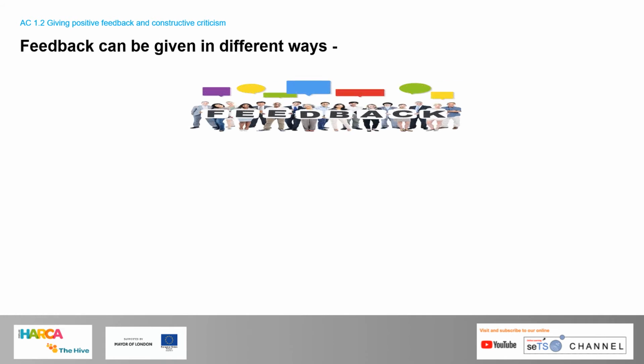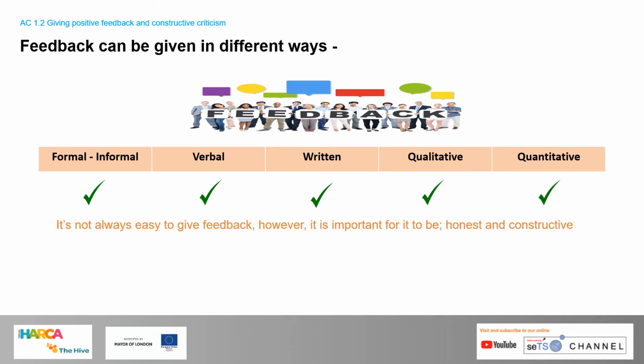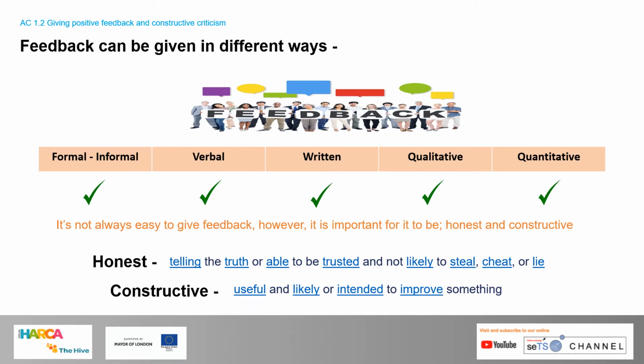Feedback can be given in different ways. Formal or informal. Verbally, written, qualitative, and quantitative. It's not always easy to give feedback. However, it is important for it to be honest and constructive. Honest, telling the truth or able to be trusted and not likely to steal, cheat or lie. And constructive, useful and likely or intended to improve something.